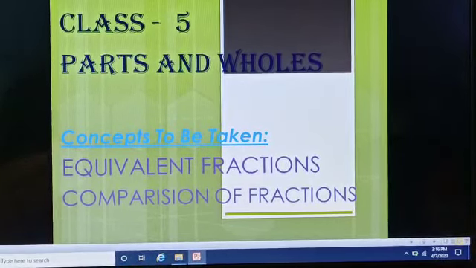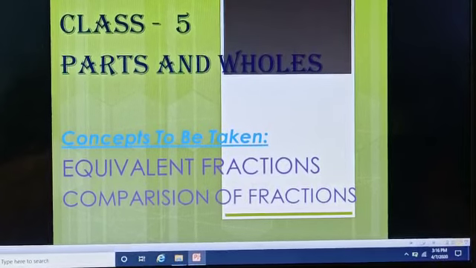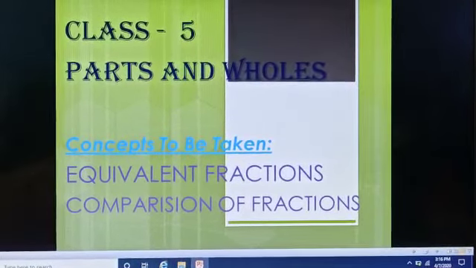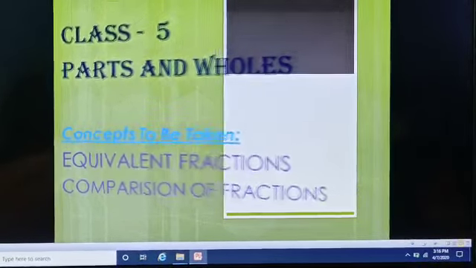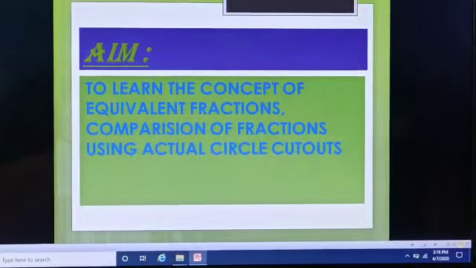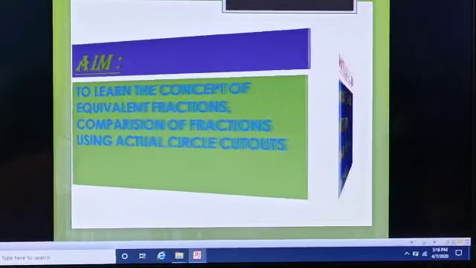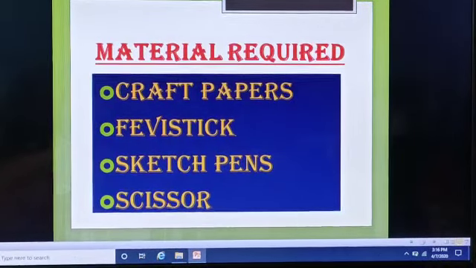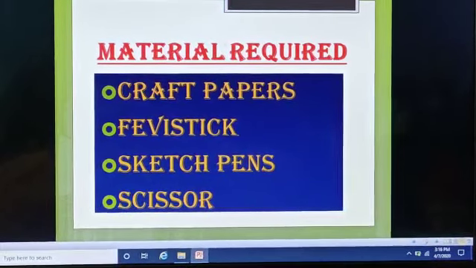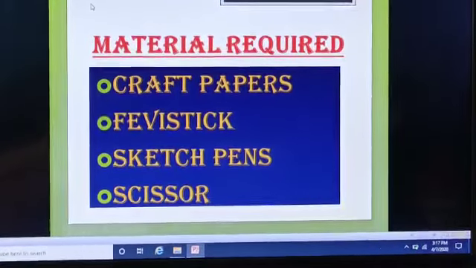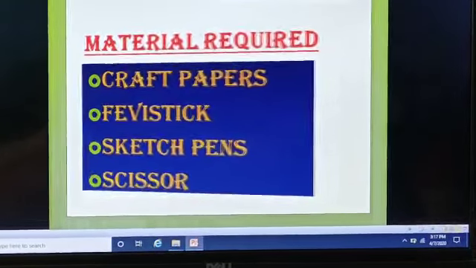Today we are going to do the activity based on the chapter parts and wholes. The concepts to be taken in this activity are equivalent fractions and comparison of fractions using actual circle cutouts. The materials required for this activity are as follows: craft papers, fevistick, sketch pens and one scissor. Now moving on to our activity.